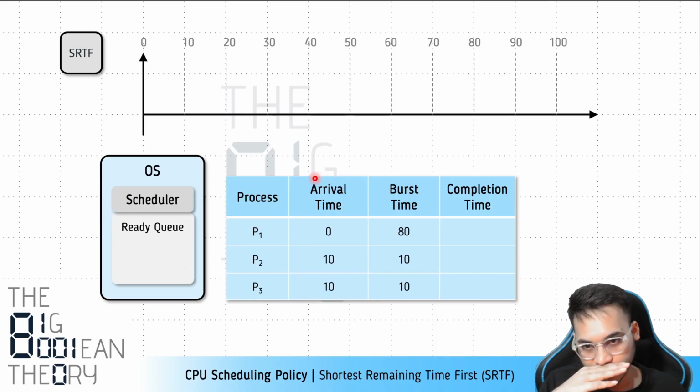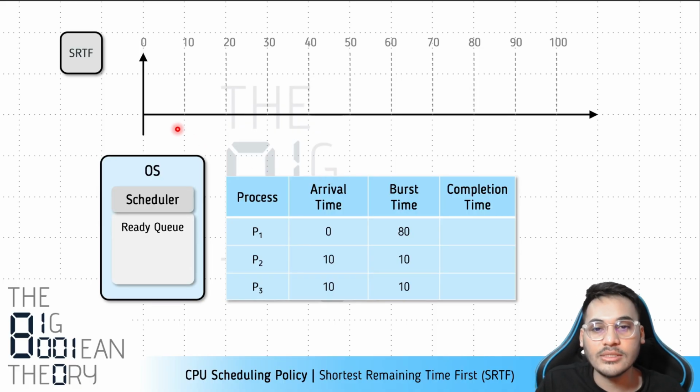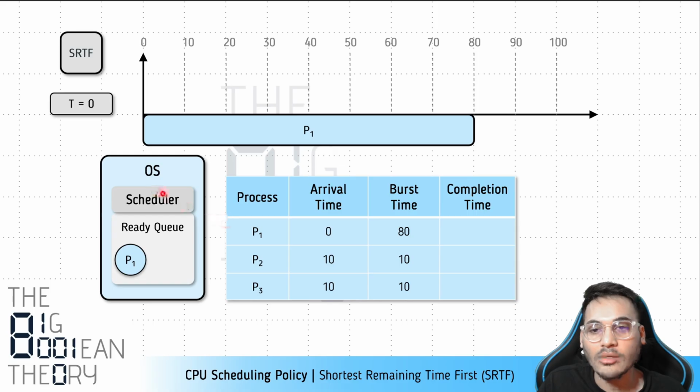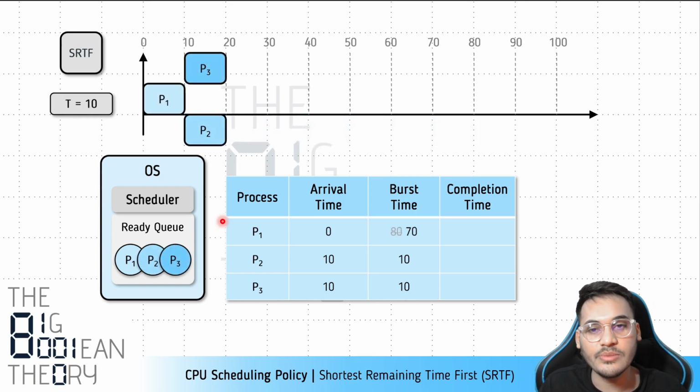So in SRTF, we'll again make the Gantt chart. Process P1 arrives first at t equals 0, just like last time, and it is the longer job. It has an 80 milliseconds burst time, and it will get scheduled on the CPU, because at t equals 0 there is no other job in the system. It is only the process P1 which is there in the system, so there is not much of a choice. The scheduler will schedule process P1 to be executed on the CPU.